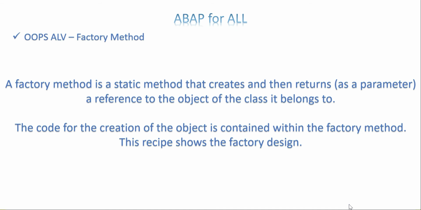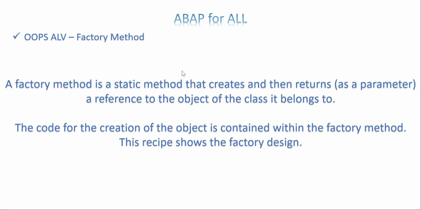The factory method is a kind of static method. It creates and returns reference objects. To understand this: when you create an object variable, you use a data variable of type REF TO class name, and CREATE OBJECT is a statement which gives the reference of the object. But in the factory method, there is a static method. It creates a reference and sends it to your reference variable. So the code for creation of the object is contained within the factory method itself. That is the basic design of your factory method.